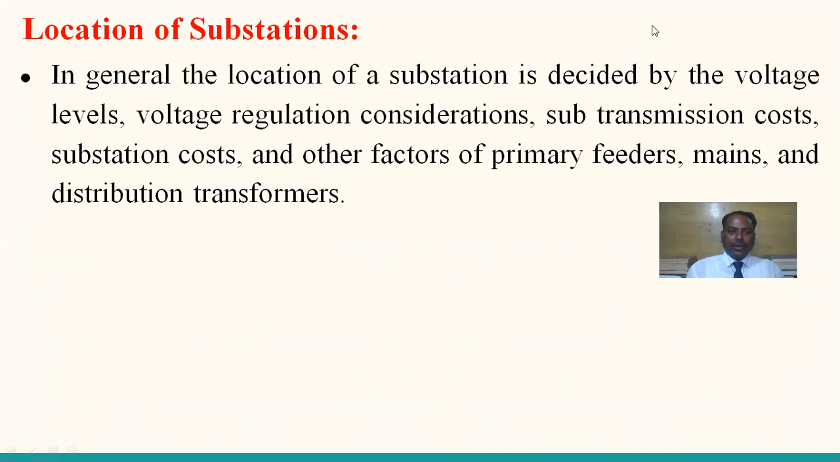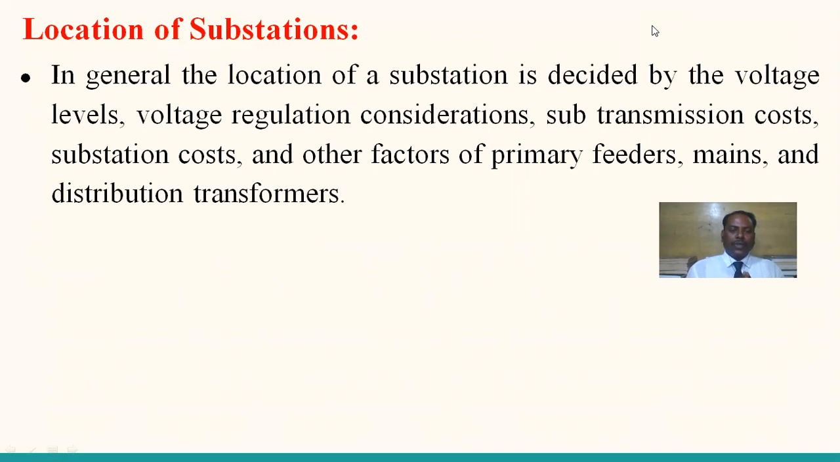In general, the location of a substation is decided by the voltage level. This is the most important parameter. So voltage level is one of the most important parameters. Then voltage regulation considerations. As the distance from the substation to the load centers increases, obviously the voltage regulation also increases. Voltage regulation increases in the sense losses are high. This is an inefficient system.